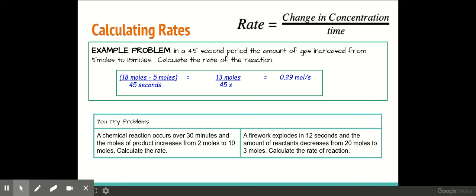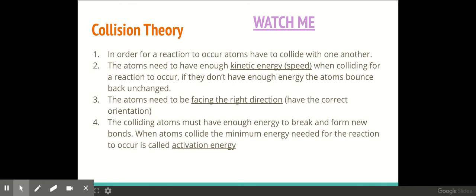Try the 2 problems on the bottom on your own. There is a video link here. If you look up here where it says watch me, you can go ahead and click that video link to review collision theory. There are 4 aspects of collision theory that you should represent in your model in assignment 4, and you should have been talking about the explanation and the rate change in assignment 3.